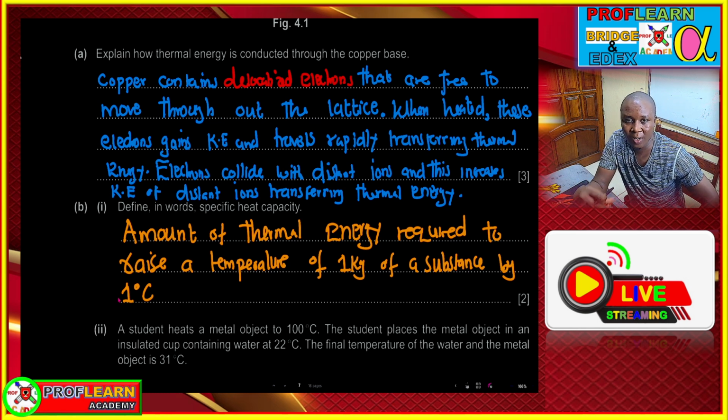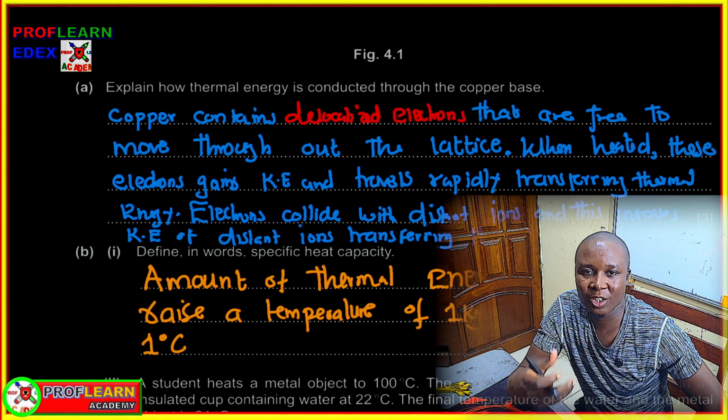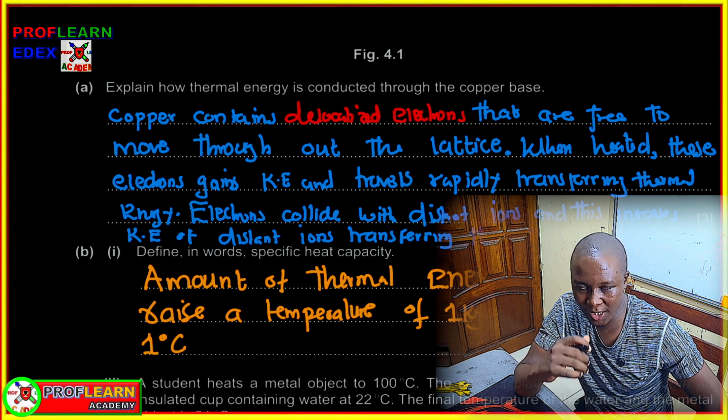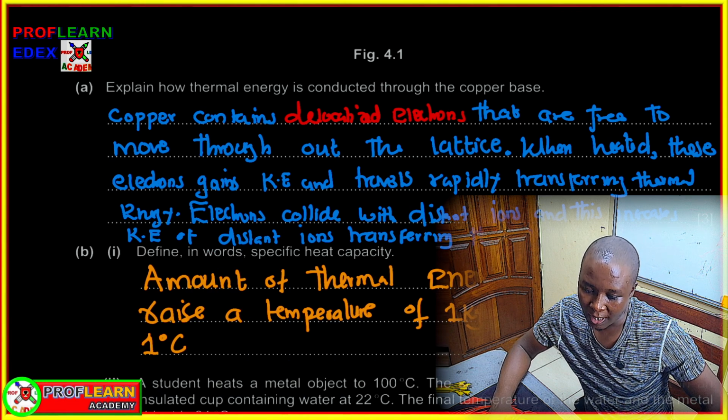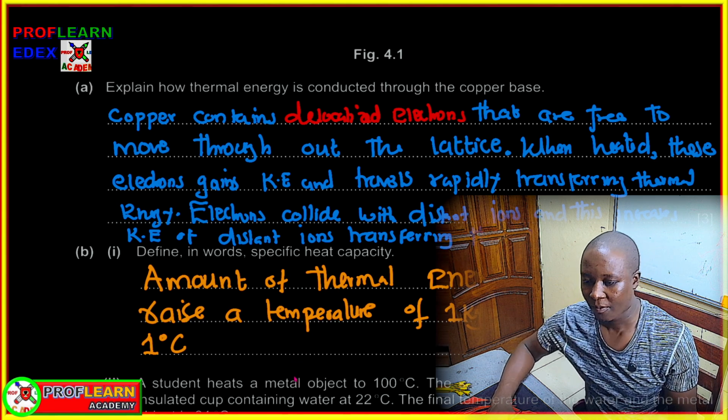We also need to know how to define the term specific heat capacity, because that's one area that is highly tested. What is specific heat capacity? Whenever you are asked to define specific heat capacity, we say specific heat capacity is the amount of thermal energy required to increase the temperature of 1 kg of a substance by 1 degree Celsius. You need to understand that definition, and you can also be asked to describe an experiment to determine the specific heat capacity.